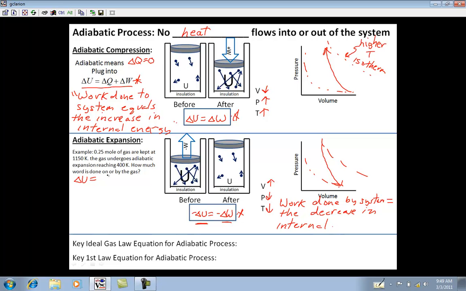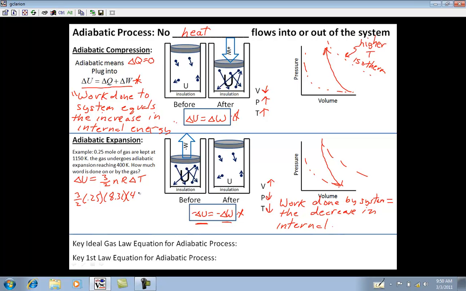Good job. We have to go to this one. 3/2 nR delta T, okay? So that becomes 3/2 times 0.25 times our gas constant, which is 8.31. Okay, and remember we always go final temperature minus initial.